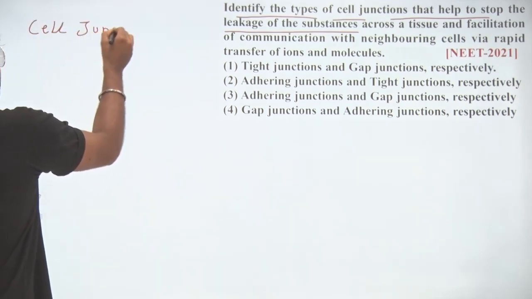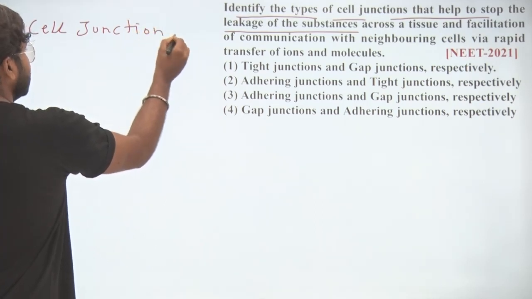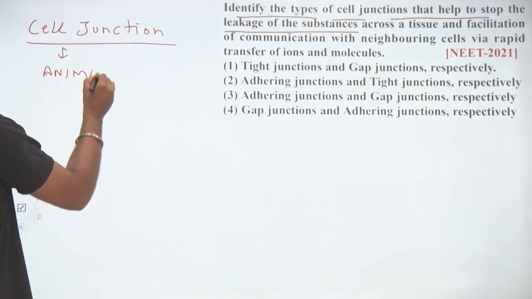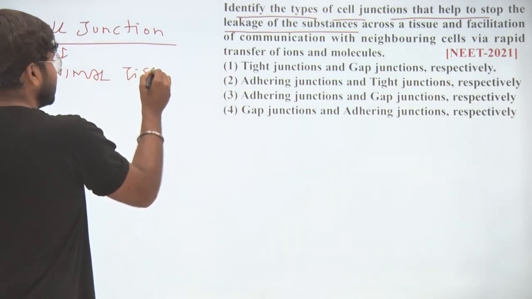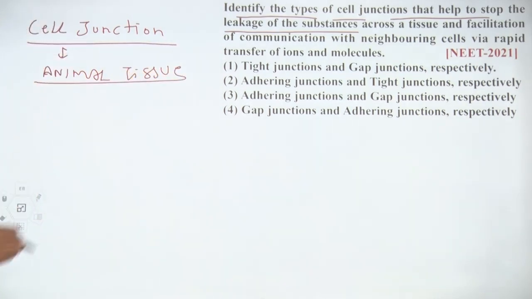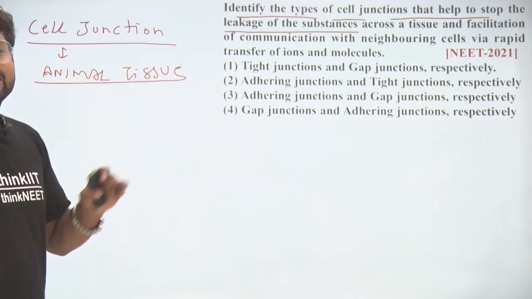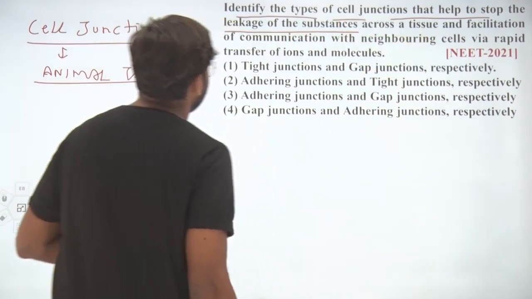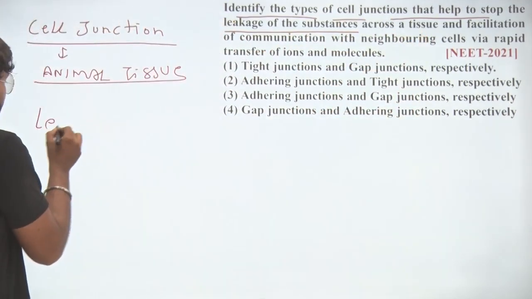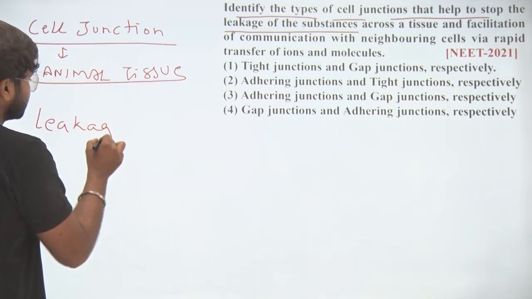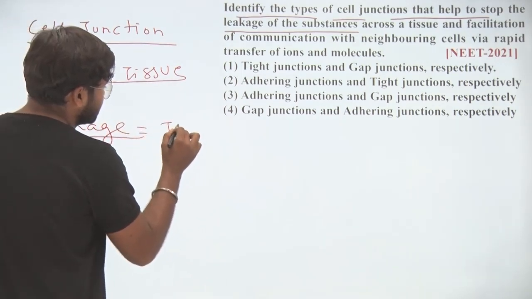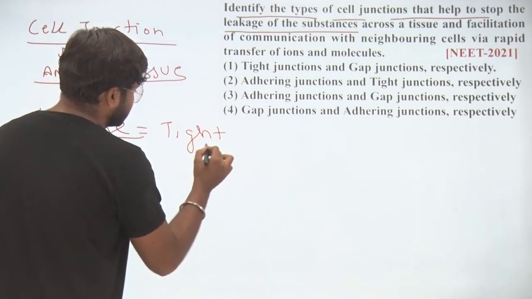As we know, there are different junctions of the cell. This question is from where? This question is from the animal tissue. When you open your NCERT, on the second or third page, there is a topic on junctions. So animal tissue has cell junctions, and the question is asking for the cell junction that stops leakage. So we want that type of junction which stops the leakage. The leakage is stopped by a junction named the tight junction.